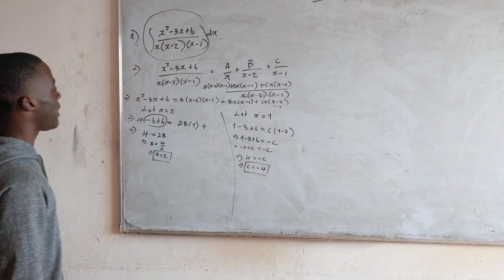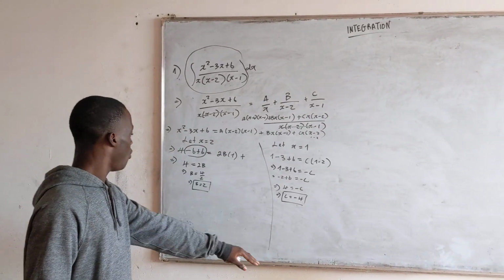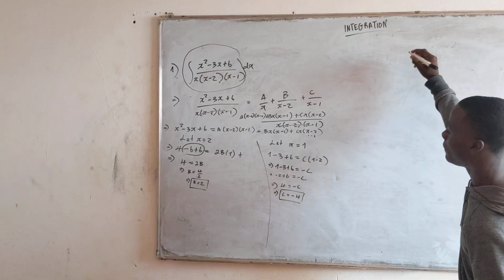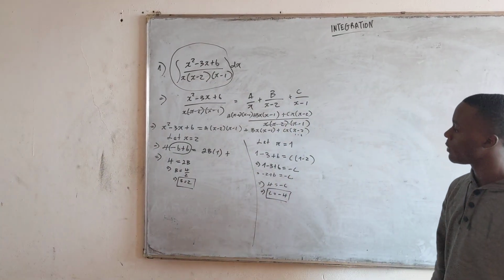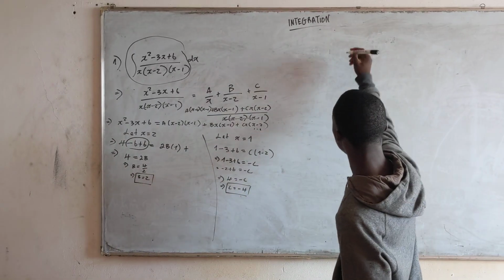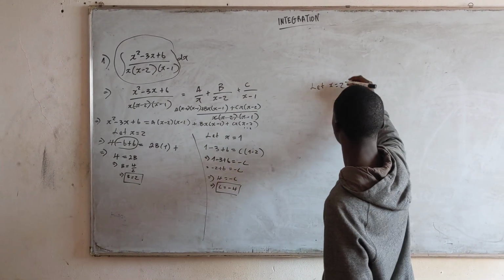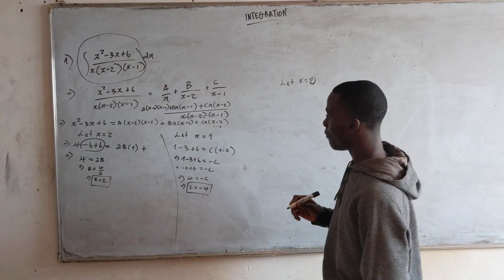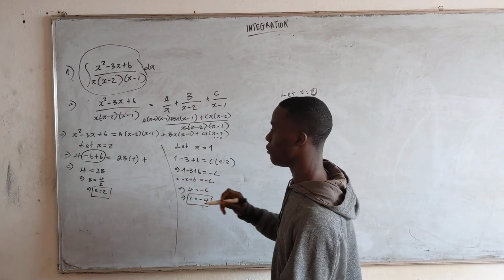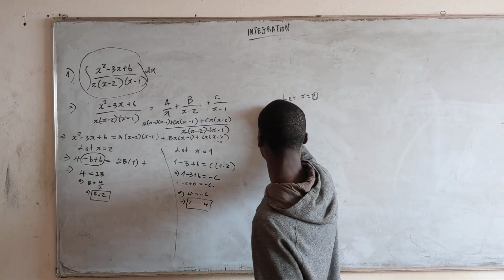Now we are going to look for the value of a. What else can we let here? If you let our x be equal to 0, let me first of all substitute here. 0 squared is still 0, negative 3 times 0 is 0. We are just going to be left with 6.